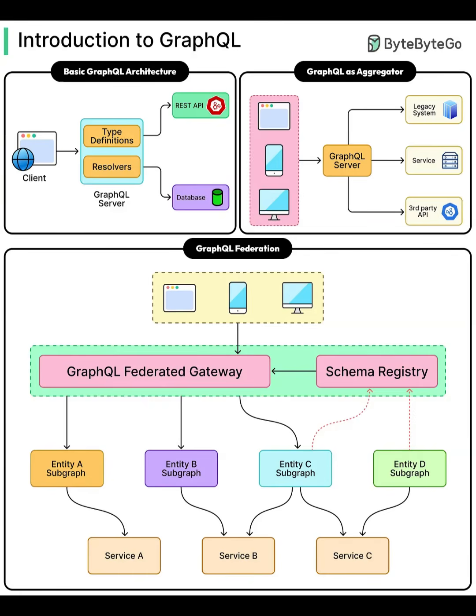Today's quick tour covers GraphQL from a single service setup to an enterprise-scale federated graph. The core idea: clients declare exactly the data they need, and the server resolves it across backends, databases, REST services, and third-party APIs, with one endpoint and a strongly typed schema.